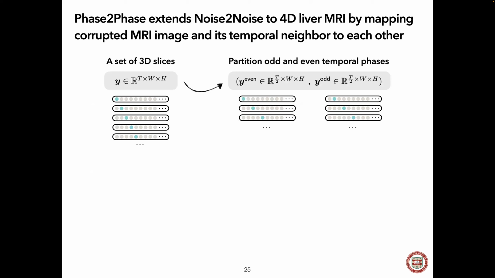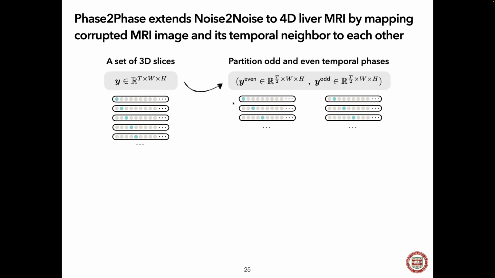Think about you have a set of 3D volumes. Each image is a 3D volume, so it contains all the breathing stages. Say this is t equals 1, this is t equals 2. And you do a partition in the temporal dimension. You partition into two pieces. The first piece corresponds to all the even phases, and the other piece corresponds to all the odd phases.